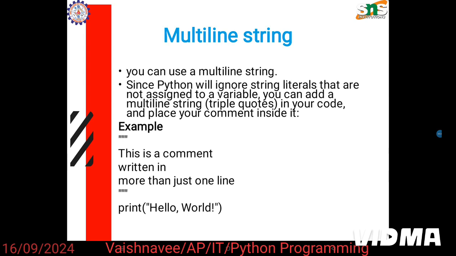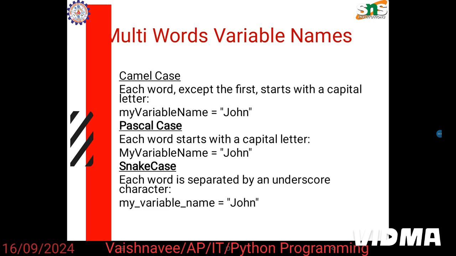So this is about the multi-line string. And we also saw about multiple-word variable names. In that, there are cases like camel case, where each word except the first starts with a capital letter. In the example here, my variable name: the first word, my, has a small m because in camel case the first letter cannot be capital and the rest of the words should start with a capital letter. So Variable and Name start with capital letters. This is said to be camel case.